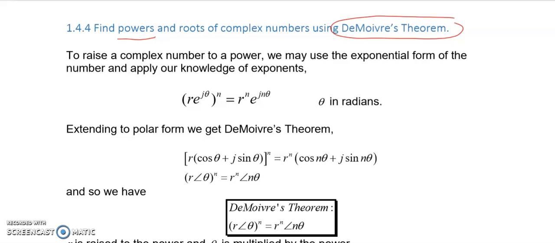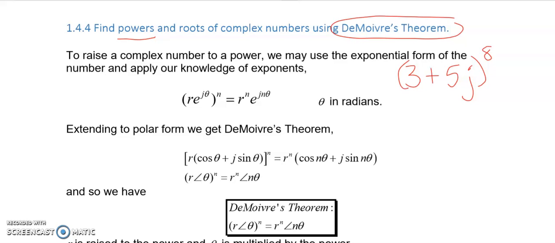Well, what if you had a complex number raised to a large power, such as 3 plus 5j? That's in rectangular form. But what if that was raised to the power of 8? That is long. It's like taking a binomial and multiplying it by itself 8 times. I'm not saying you can't do it, but it would take you quite a while.